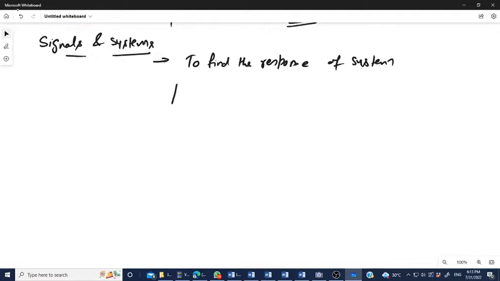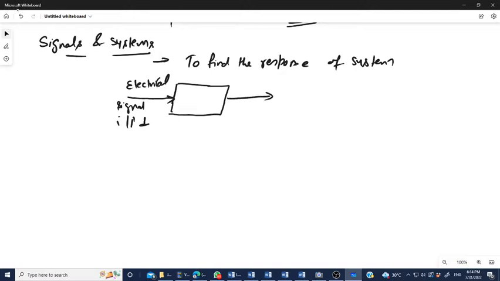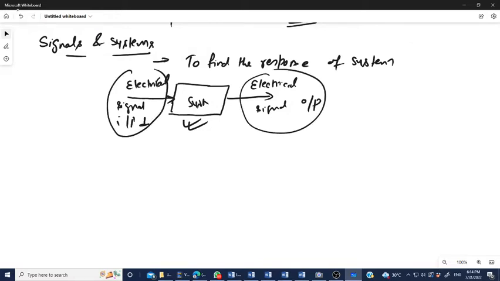Let's say we have some electronic component, some electronic gadget, and this device receives some electrical signal as input, let's say input 1. It processes the signal, and the processed electrical signal is generated as the output. This is the system. It is called a system, and what is processed is the electrical signals. So what do you understand by the response?